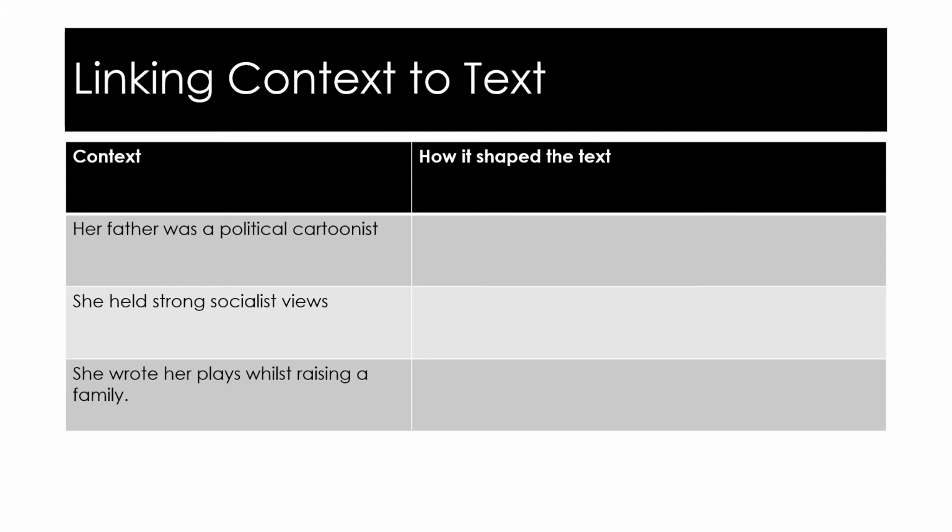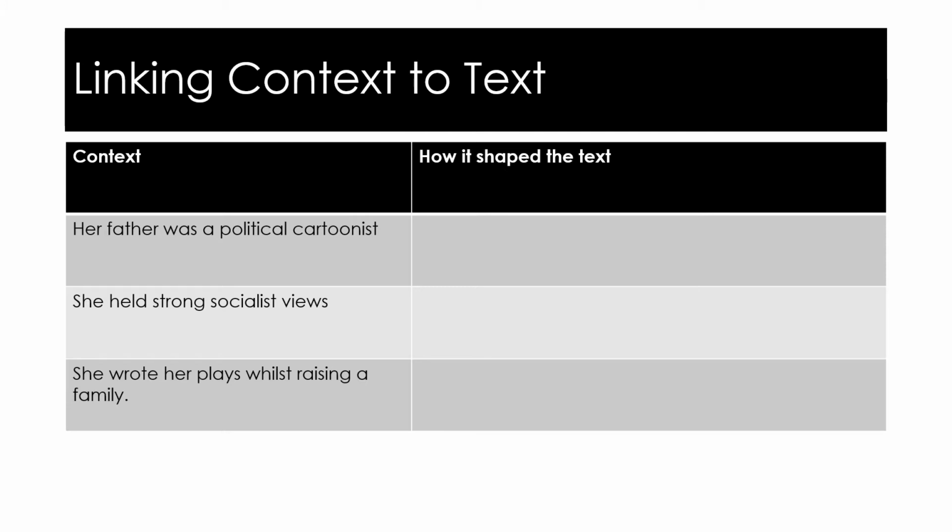In addition to this, she held strong socialist views. Can you spot any evidence of her socialist views in the play? Write them down there. Can you find any evidence of her anti-capitalist views also? And then finally, she wrote her plays whilst raising a family. So she had children, but her most celebrated plays were written while she was raising her children. So how might that have shaped ideas about motherhood within the play?